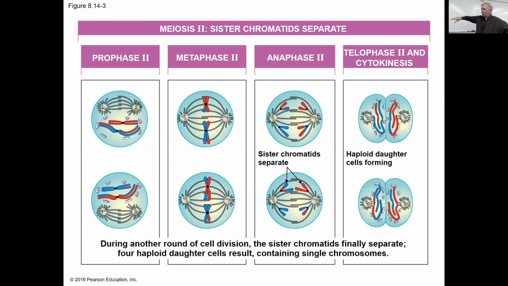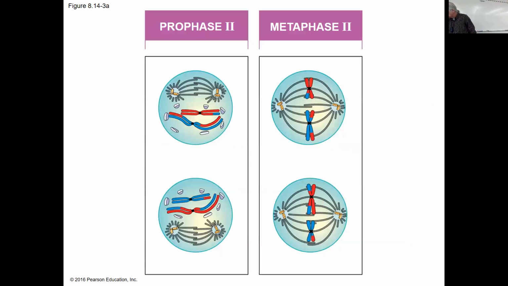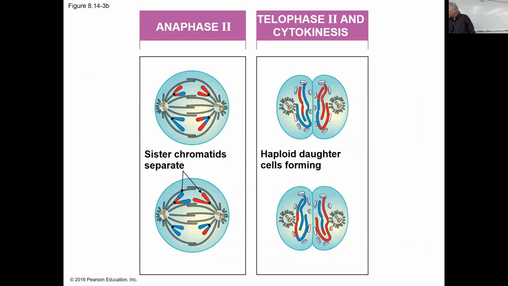And then in telophase 2 and cytokinesis, you have a pinching together if it's an animal cell, and you have two cells now, haploid number, single chromosomes. And then meiosis is over. And then you have mature gametes. Those are prophase 2, metaphase 2, anaphase 2, and telophase 2 and cytokinesis.